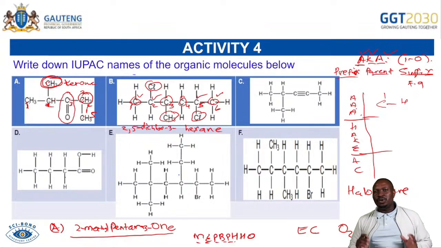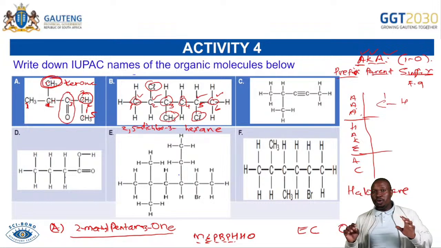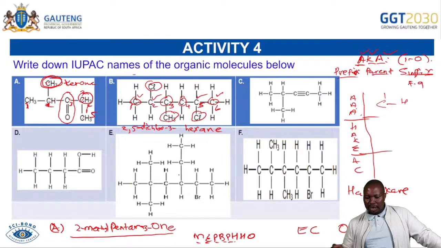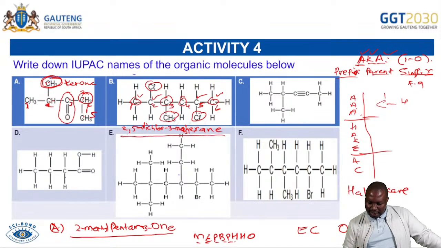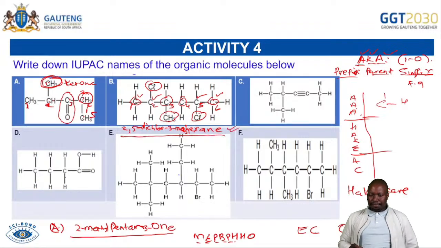Don't forget the dash between the number and the letter. If you don't put those hyphens, guys, we're going to penalize you. You lose that 1 mark. So that will be 2,5-dichloro-3-methylhexane. Look at that. We're able to name that structure. Hope you got it. Let's go to number C.